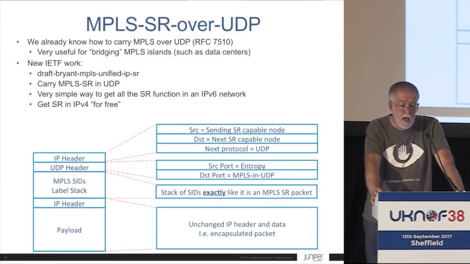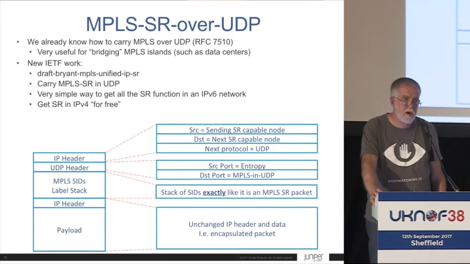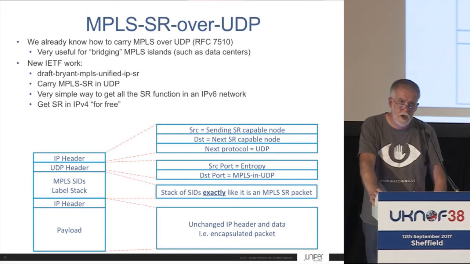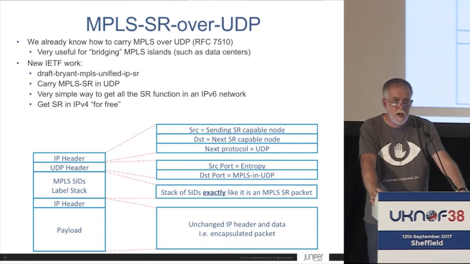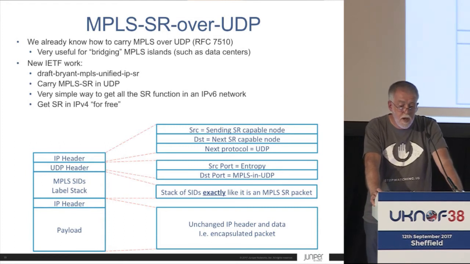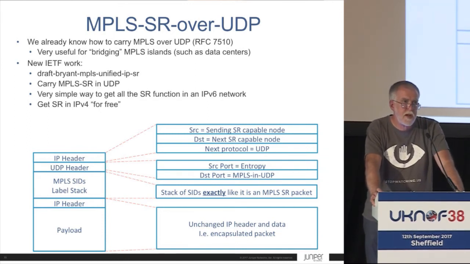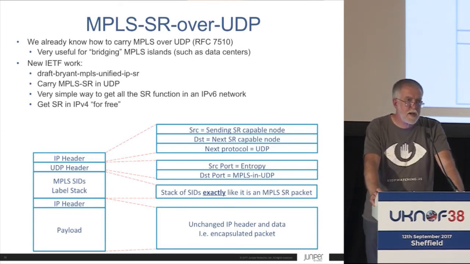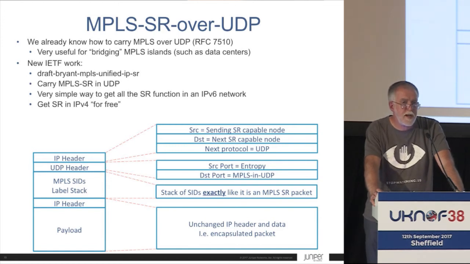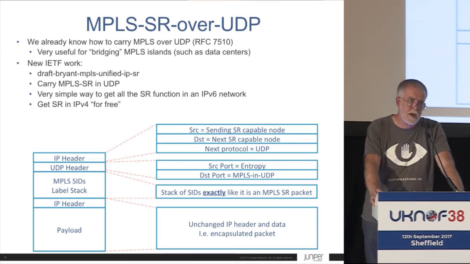So the approach here is really to leverage RFC 7510, which is MPLS over UDP, which is fairly widely implemented and deployed a fair bit. And what we're doing is just saying, you can already do this. All you do is take MPLS SR, package it up in IP UDP, and send it to the next segment routing router to the end of the segment, where you will drop off the IP UDP, do the MPLS SR, package it up, and send it again.